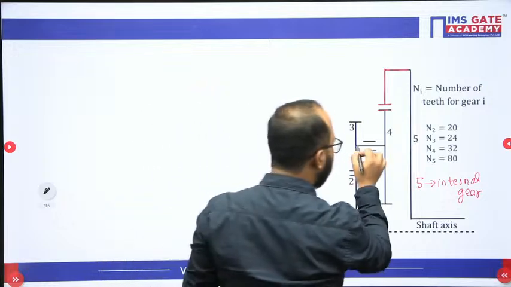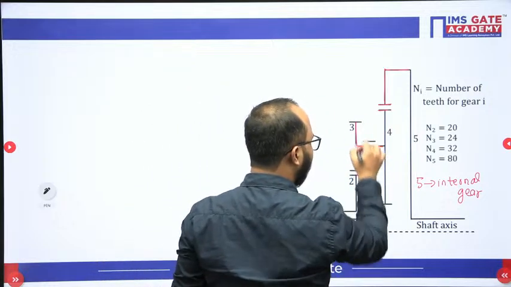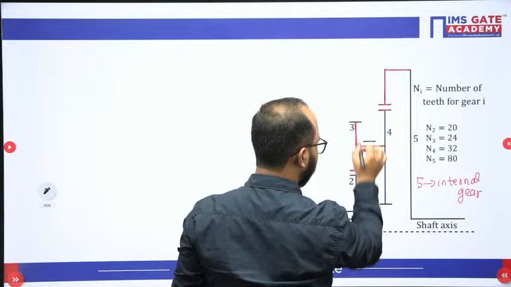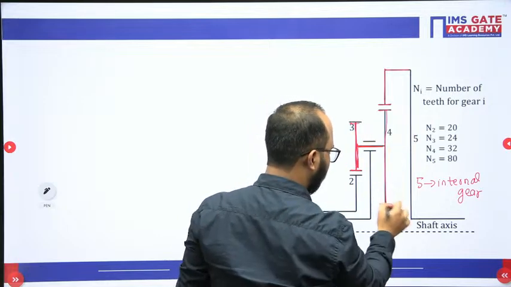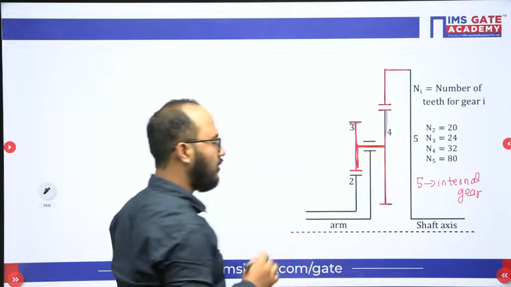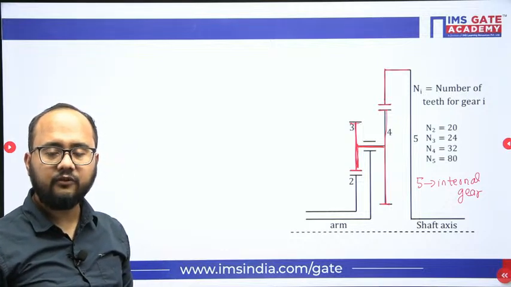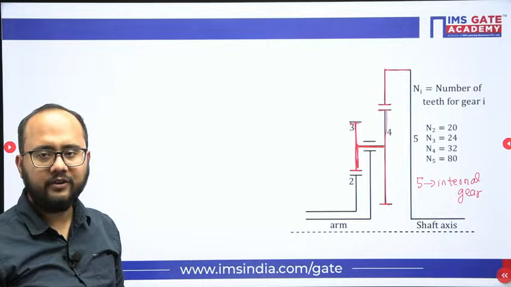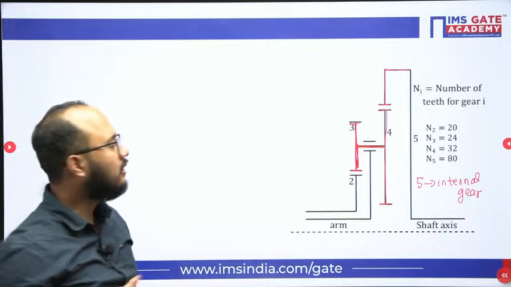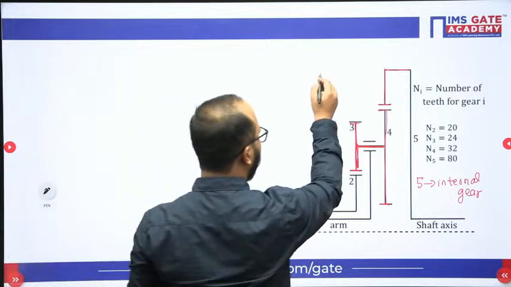But one thing you should understand regarding gear 3 and gear 4: what is the relation between gear 3 and 4? Is there any relation between gears 3 and 4? Obviously, both are on the same shaft. If both are on the same shaft, what will happen?